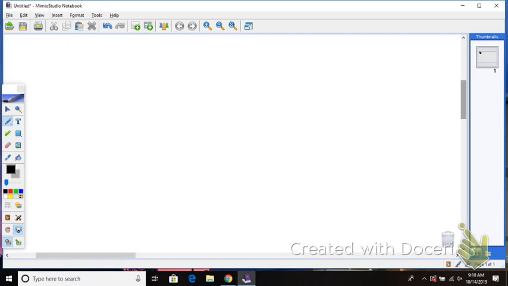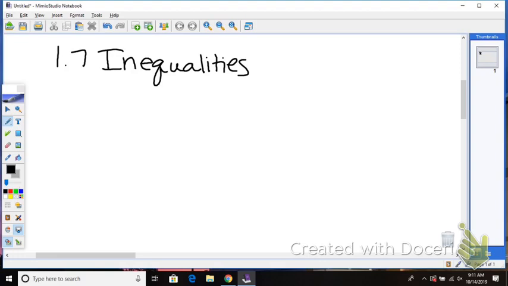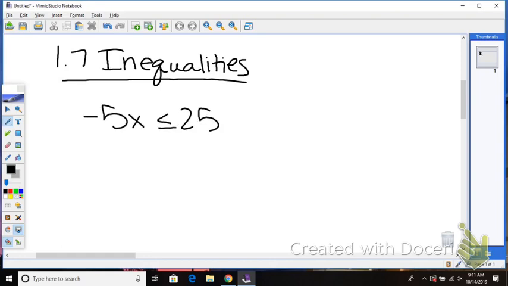Okay, 1.7 inequalities. So if I have something like this, -5x is less than or equal to 25. This is your big clue for what we just talked about. When you divide by a negative, you have to flip the sign. So in this case, I have to divide by -5. So I get x is now greater than or equal to -5.